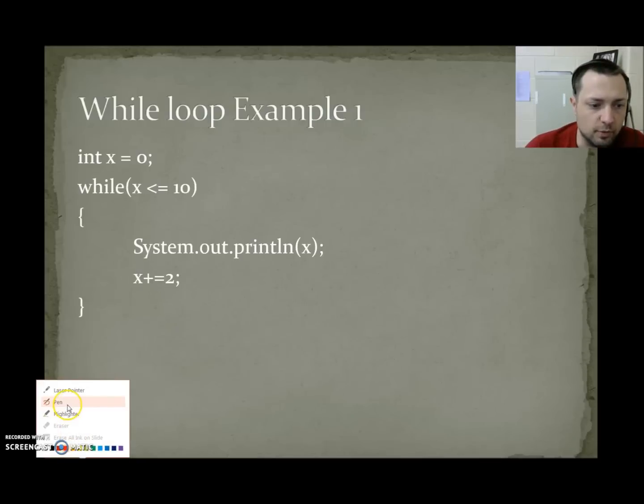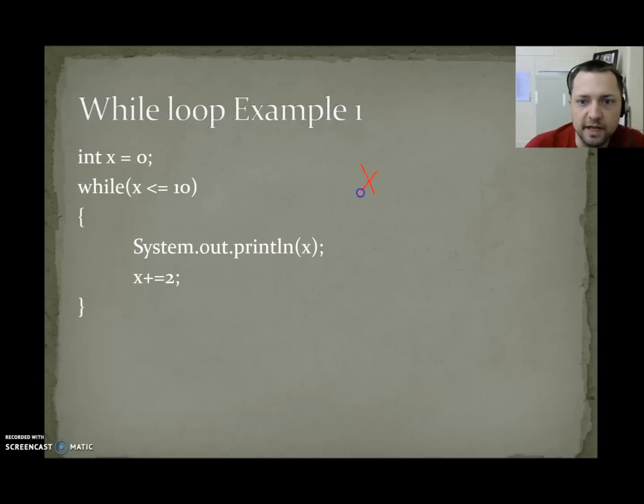Alright, so we have an example of a while loop. Here we're going to start off, x equals 0. Is x less than or equal to 10? Yes, it is. So we print x, which is 0, and then we change x to be a 2. Then we come back to the condition. Is x less than or equal to 10? Yes. So we print 2. Then x changes. It becomes a 4. Is 4 less than or equal to 10? Yes. So we print 4, and then we change it to a 6.